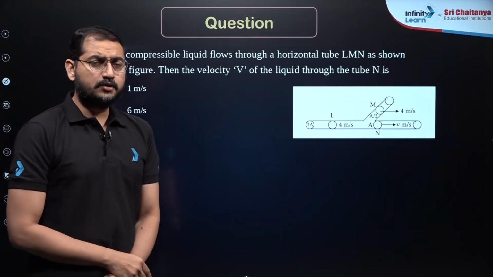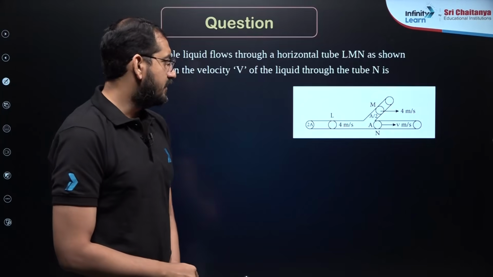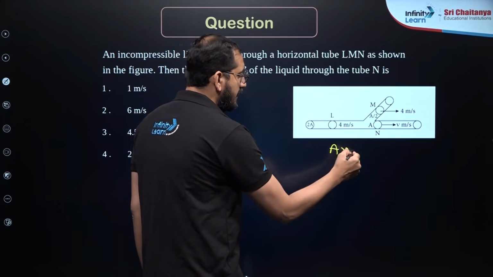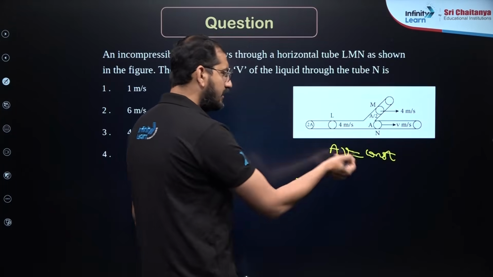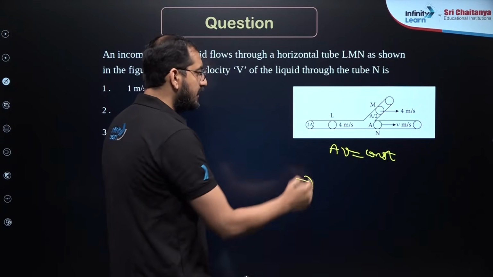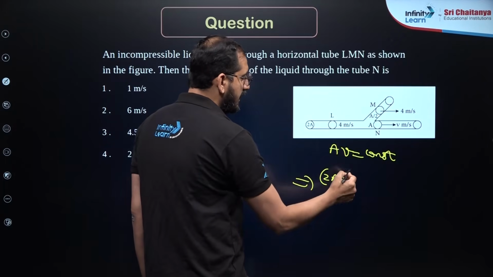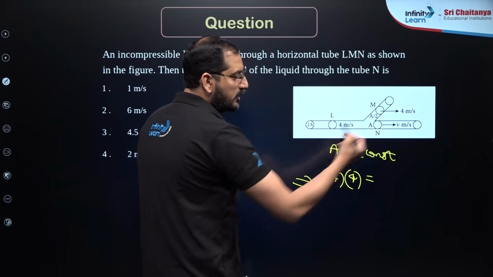Let's move on to our next question. This is the application of the equation of continuity, right? So what is the equation of continuity? That is that area multiplied by the velocity should come out to be constant. This is nothing but the conservation of mass. Over here, we have the area equal to 2a multiplied by the velocity 4, and it is branching out into two parts.